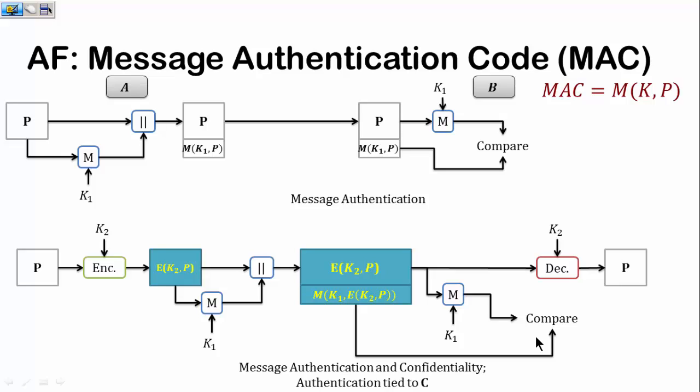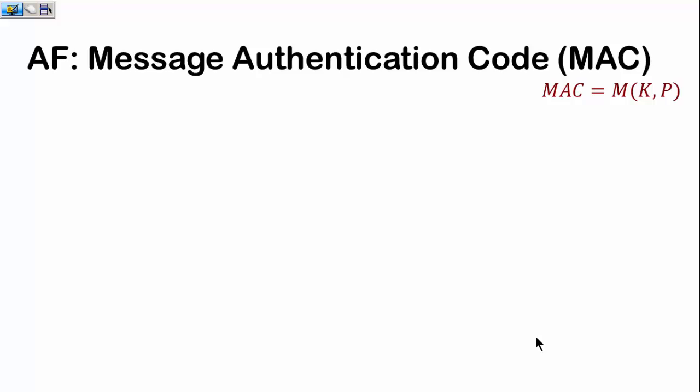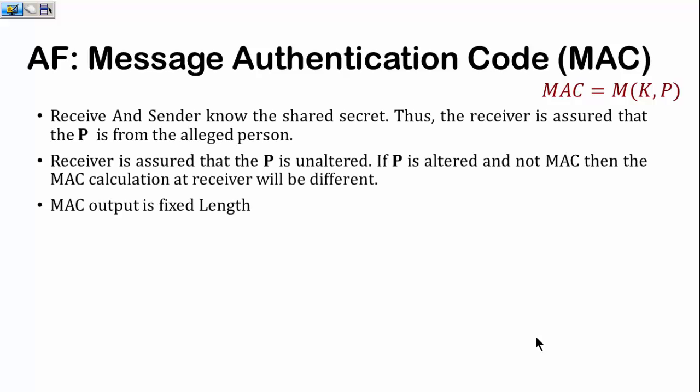So here you are getting the message authentication and the confidentiality, but now in this case your authentication is tied to the ciphertext that you had calculated, right. So what is this MAC authentication function? The receiver and sender know a shared secret, that is K. So the receiver is assured that P is from the alleged person, right. The receiver is assured that P is unaltered.